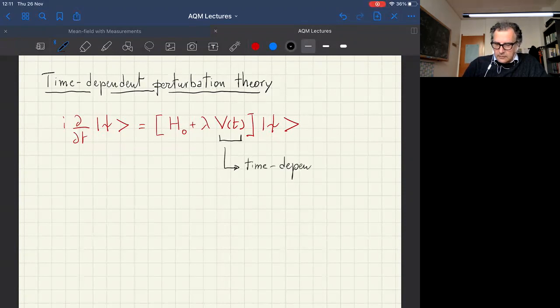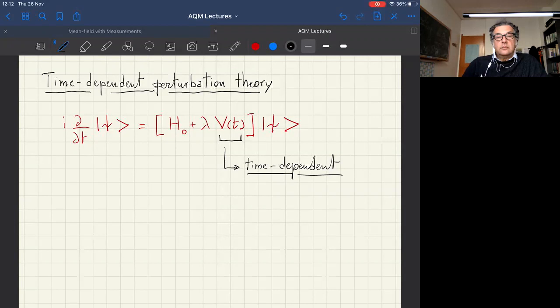Now, this is very important, because since the perturbation is time dependent, we have to describe the full problem: the time evolution of the Schrodinger equation in general. Okay. So there are no eigenvalues or eigenstates of the full problem.